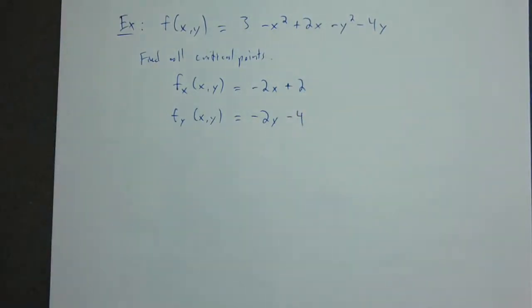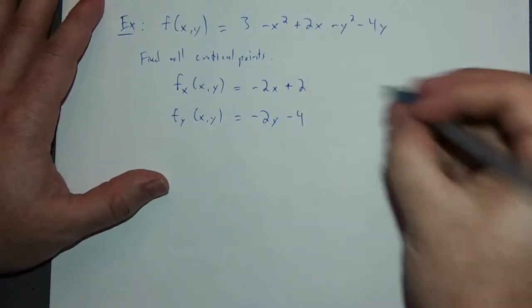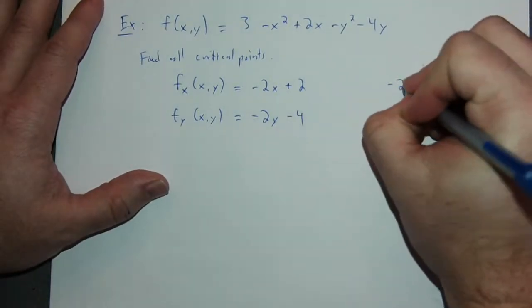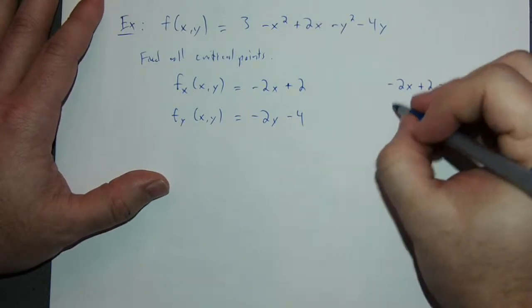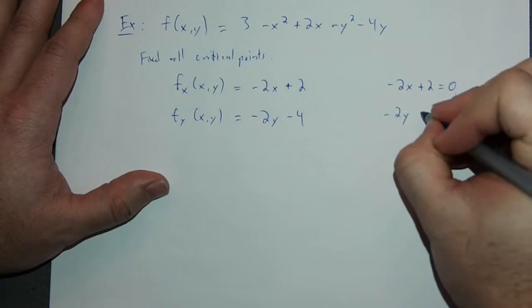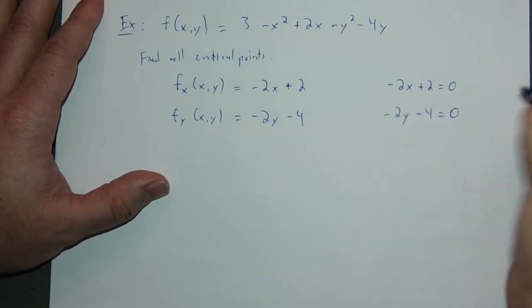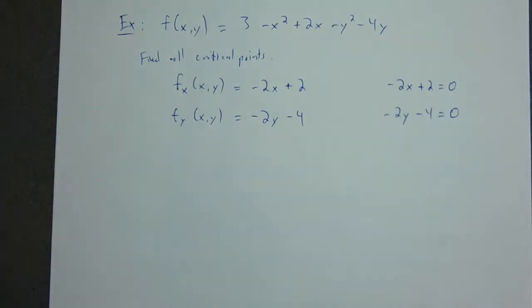All right. And so now I want to set these equal to 0. When I set them equal to 0, I get two equations. Now, this is a very simple example, and so each equation only depends on one variable. That's not going to be the case in general.